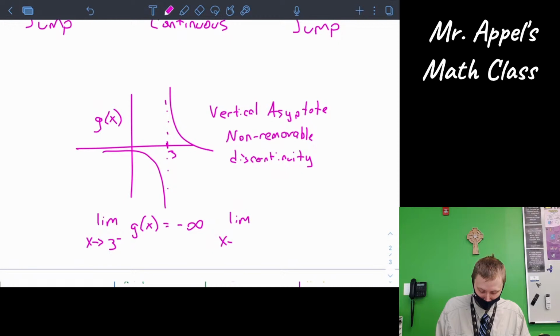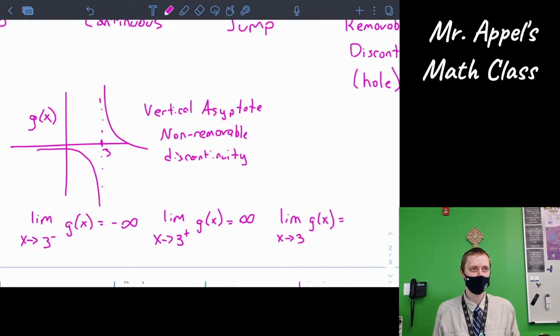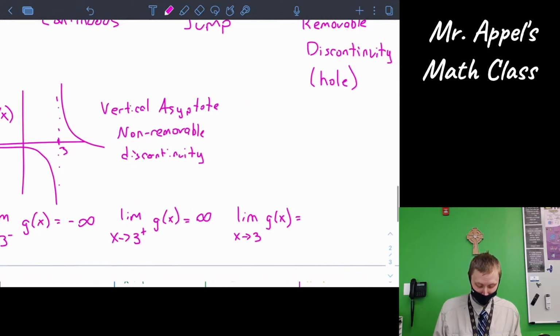The limit as x approaches 3 from the right of g of x will be from this side going up to positive infinity. And so overall limit as x approaches 3, are those the same thing? Negative infinity and positive infinity. Those are as opposite as you can possibly be. So it is as does not exist as you could possibly be.